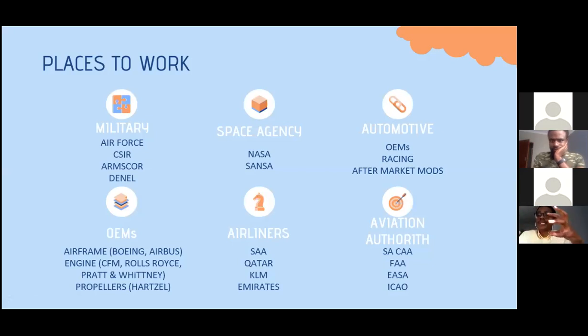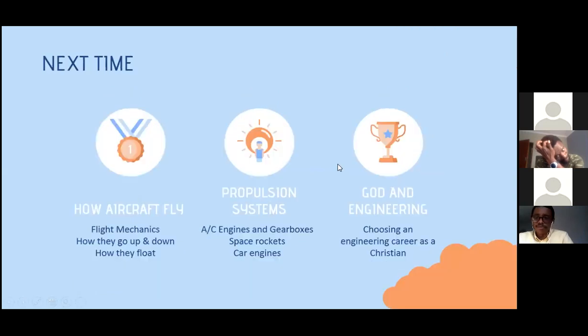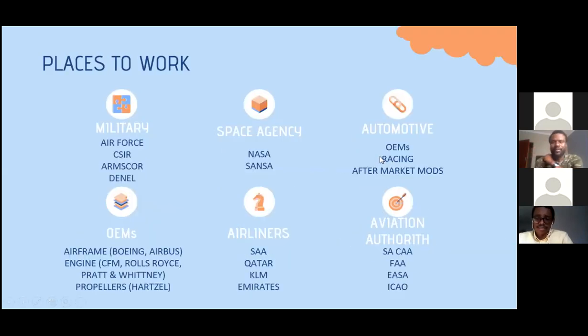So you could be a qualified aeronautical engineer who has specialized with a PhD in airflow, how air flows over an aeroplane, and you find yourself working for Ford or Mercedes-Benz, because they also want their cars to be as fast as possible. You can also work for racing companies or aftermarket modification companies that make cars. I don't know if you've seen people who paint their cars. With your engineering, you can also find yourself in that environment.